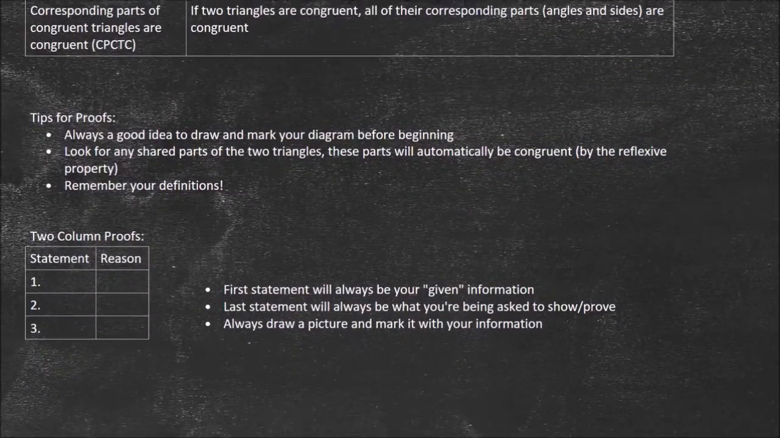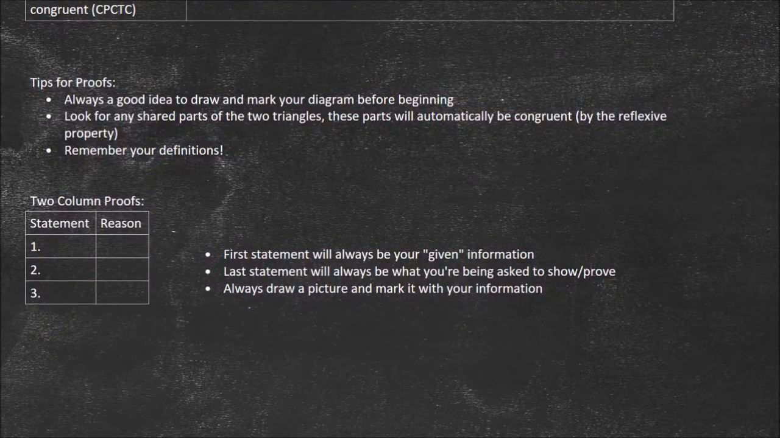So again, the tips, I talked about these a little bit last video. Always a good idea to draw and mark your diagram before doing anything. Always look for any shared parts of the two triangles. These parts will be automatically congruent by the reflexive property. Remember the definitions. So if you're watching the video and you forget, I recommend you go back to the beginning, look it up, write it down, and hopefully you'll be able to do the proof.